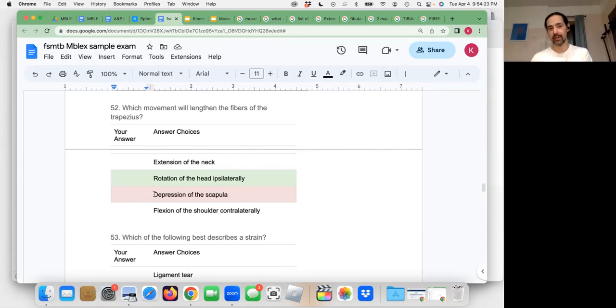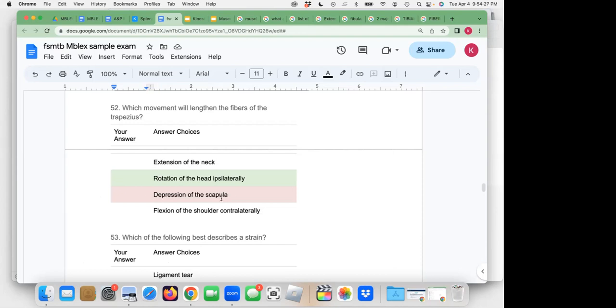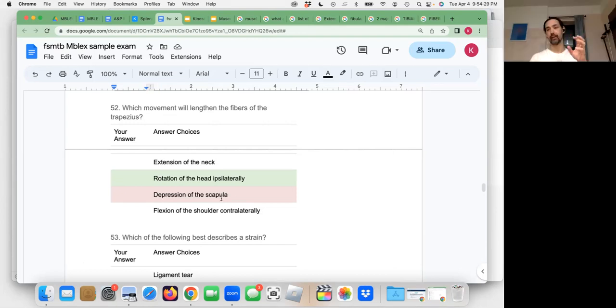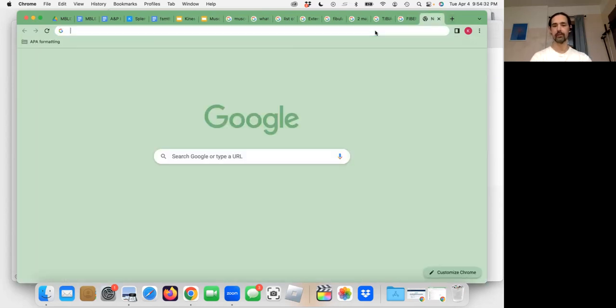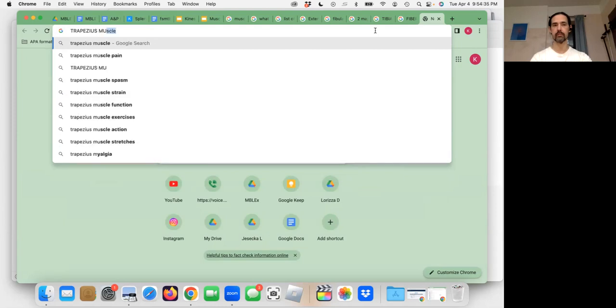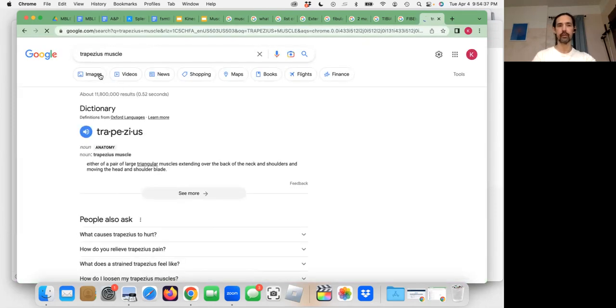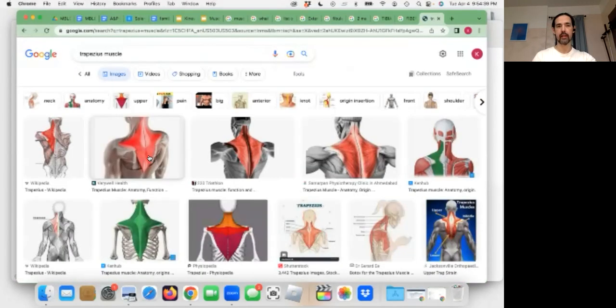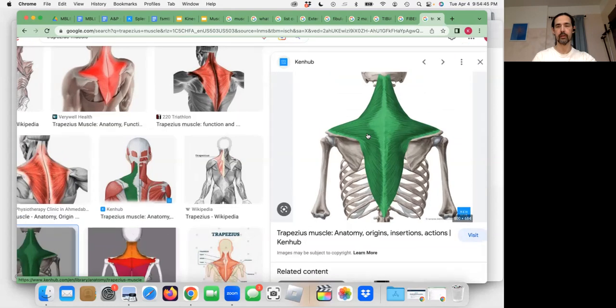So what it's saying here is that the depression of the scapula is not the correct answer, because the lower fibers of the trap contract to depress the scapula. Here's a pretty good one, this one, chem hub.